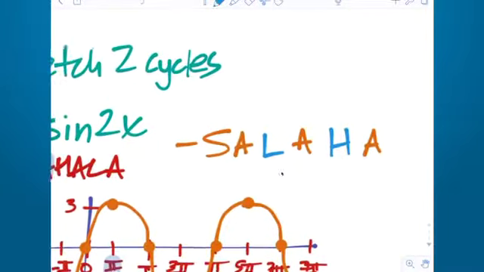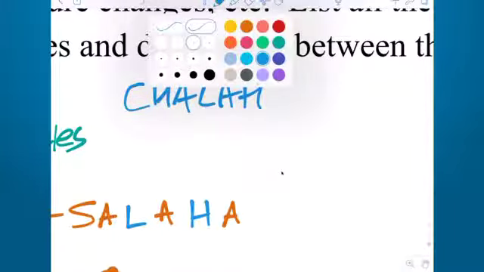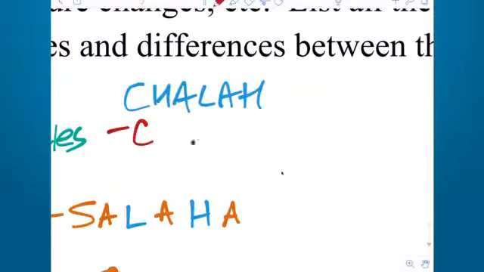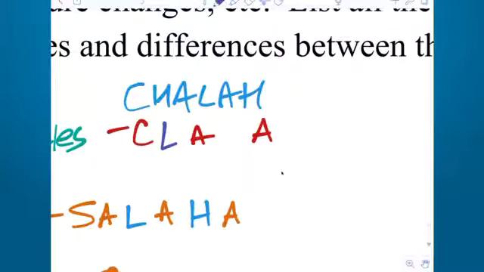All right? Same thing with cosine. If we take Chala, remember it's Chala, and you make the amplitude negative, now the highs and lows are the only thing that flip. So high becomes low, and low becomes high. And you end up with negative Klahal. It's kind of a harsh A at the end. Do you have to remember negative Klahal, the bizarro twin of Chala? No.